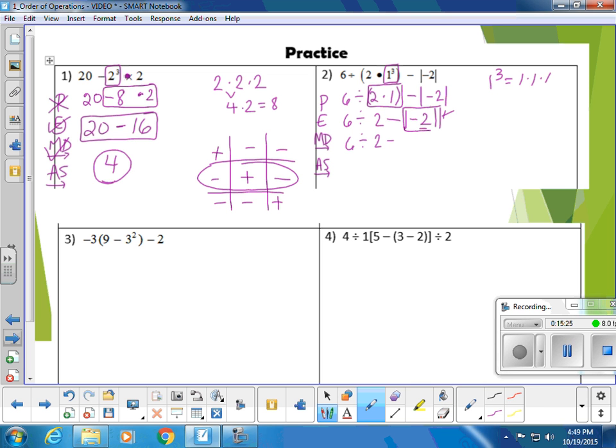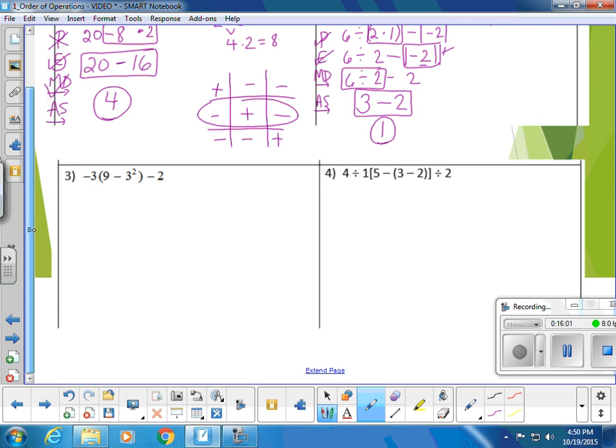I can just write it as 2 because the positive 2 is just written as 2. My last step, so I've done my parentheses, I've done my exponents. Now I need to multiply or divide. I'm going to divide first. 6 divided by 2 is 3, minus 2, bring down the negative 2, and we're going to subtract. 3 minus 2 is 1, and that's my final answer. Okay.